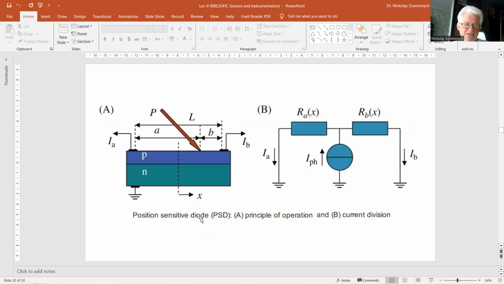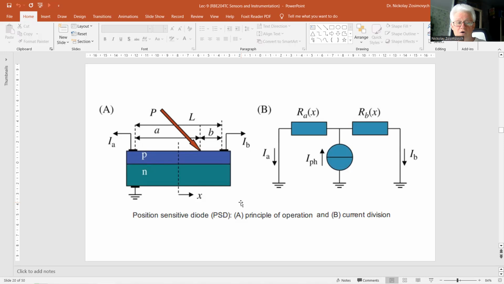With the PSD in figure A on the left side, the position of the light beam can be determined only in one direction. For a 2D measurement, a 2D PSD is required. And this type of PSD has a square-shaped sensitive surface and two pairs of current contacts, one pair for each direction. Its operating principle is exactly the same as for the 1D PSD.